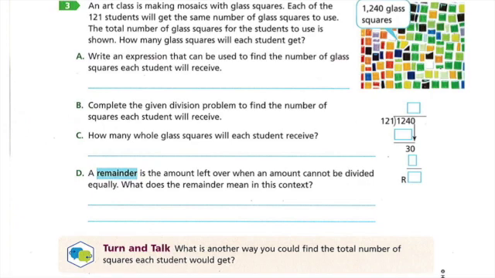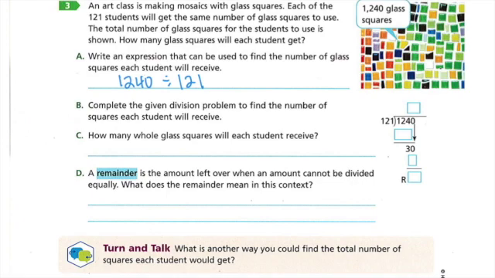All right, so it says write an expression that can be used to find the number of glass squares each student will receive. Remember, expression is problem, so we're going to take the total number of glass squares they have and divide it by the number of students, because we're taking all of them and putting them into 121 groups, so everybody has the same. When we do the division, remember that first number, 1,240, is going to go inside the box, which they set up for us over here.